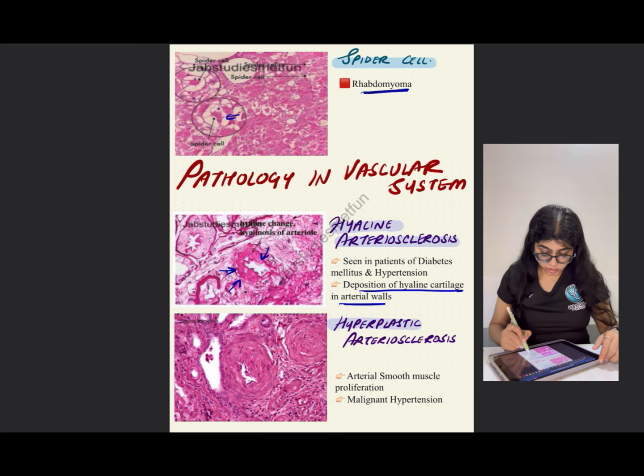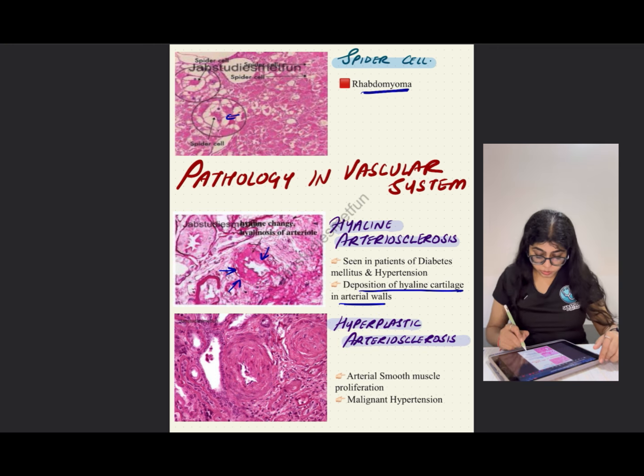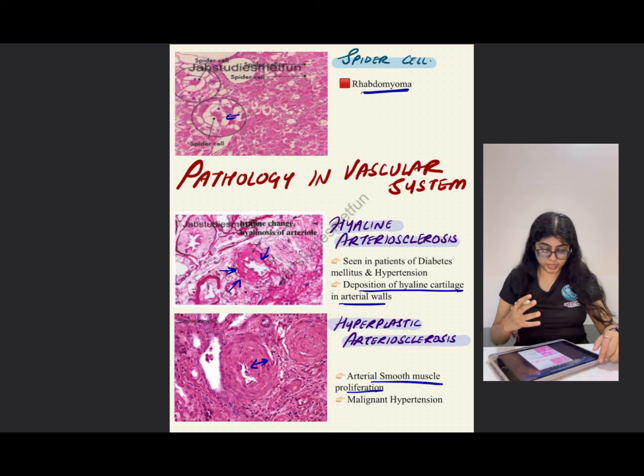Hyperplastic arteriosclerosis. It is arterial smooth muscle proliferation. You can see the thickness of the smooth muscle that is present in the arteries. Originally, it is a very thin functional layer, but in malignant hypertension, what happens is the smooth muscle will proliferate due to hypertrophy.